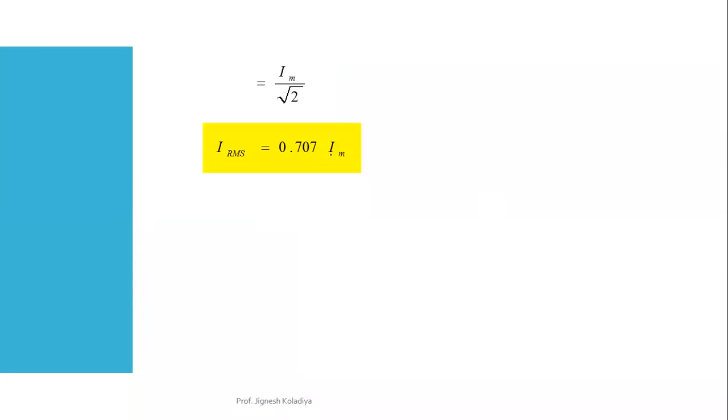One upon root 2 is nothing but 0.707. So you have to remember this equation now. IRMS is equal to Im by root 2. Similarly, you can write for VRMS. VRMS is equal to Vm by root 2, or it is 0.707 into Vm.